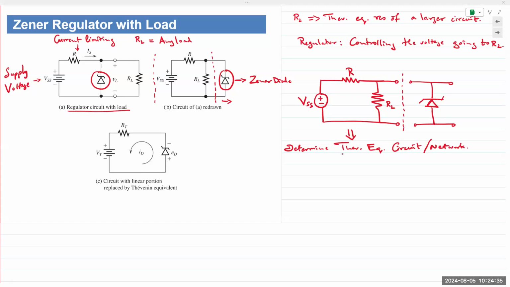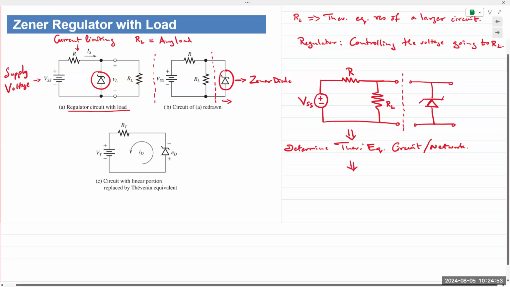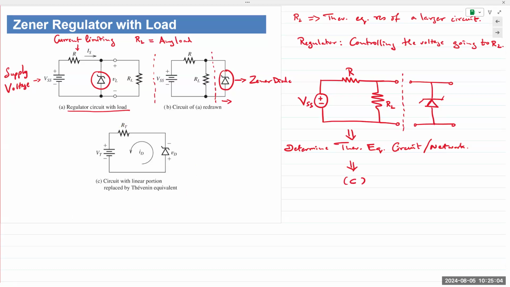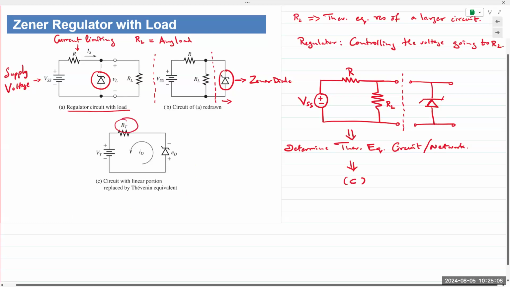So now this is relatively straightforward. You have one voltage source, two resistors. We find the Thevenin resistance and we find the Thevenin voltage, and that would give us a Thevenin equivalent network. So if we do this, I can reduce it to figure C, which is right here. VSS, R and RL give me VT, the Thevenin voltage, and R and RL combined give me RT.